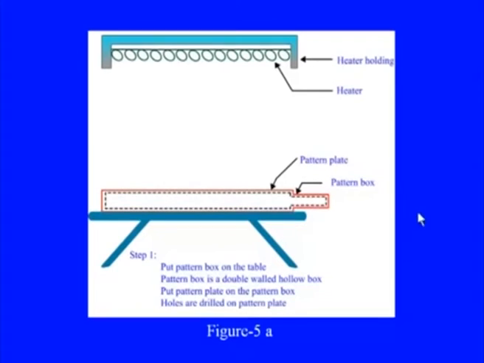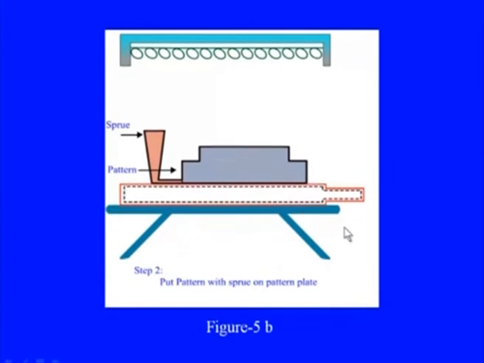The first step is as shown in the screen. Here the pattern box on the table is placed like this. Then the pattern plate is placed on top of the pattern box. In the next step, pattern with the sprue is placed on the pattern plate. This is the sprue and this is the pattern.